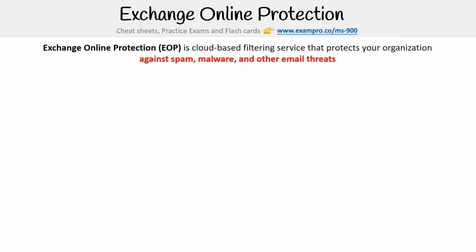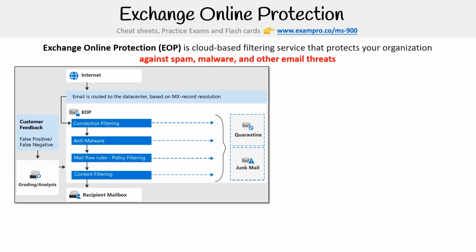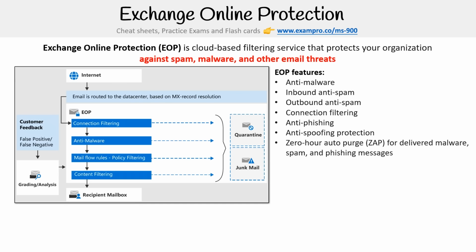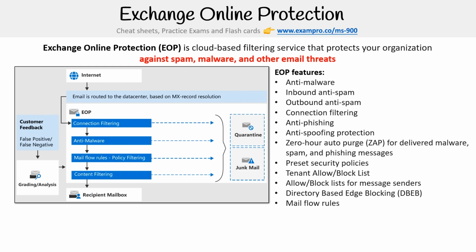Here's a bit more detail on the EOP. So once again, it's a cloud-based filtering service that protects your organization from spam, malware, and other email threats. Here is a graphic displaying how it works and all the processes it undergoes. And so EOP has features for anti-malware, inbound anti-spam, outbound anti-spam, connection filtering, anti-phishing, anti-spoofing protection, zero-hour auto-purge for delivered malware, spam, and phishing messages, preset security policies, tenant allow and block list, allow block lists for message senders, directory-based edge blocking, mail flow rules, accepted domains, message training, and more.